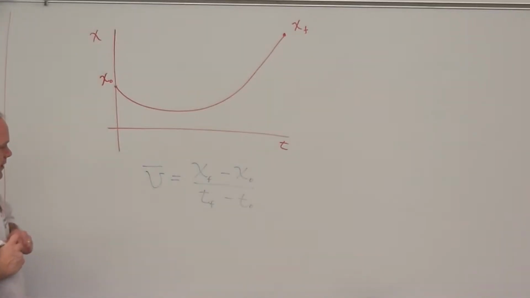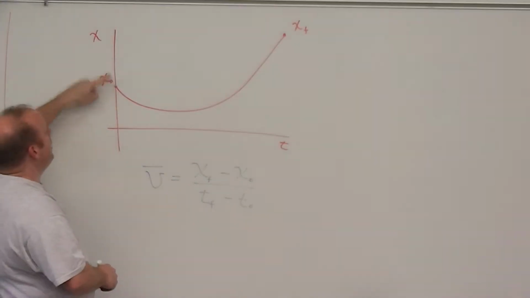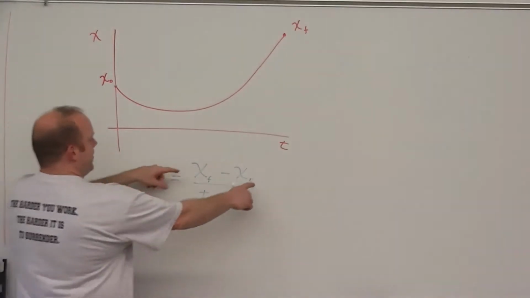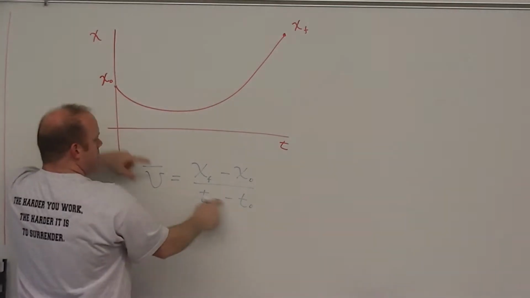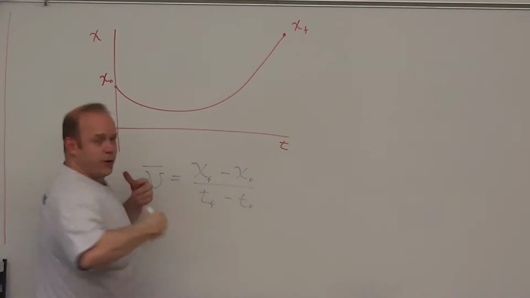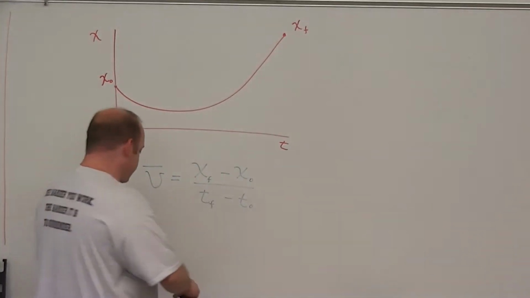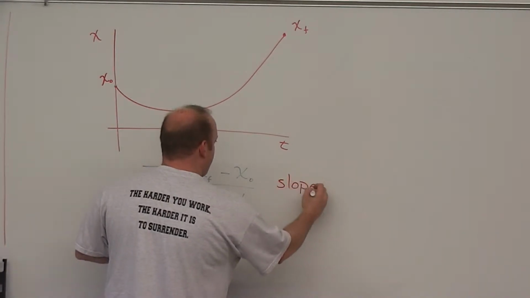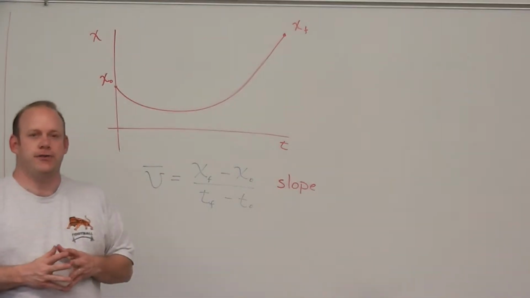Well, if I look at this, think back to my math days, this is my y-axis and this is my x-axis. This right here, even though it's x, that's really my change in y. Here, even though this is the t-axis, it's really my change in x, going back to your y and x axis in your math days. This is the slope. So the slope of a position versus time graph is your velocity.